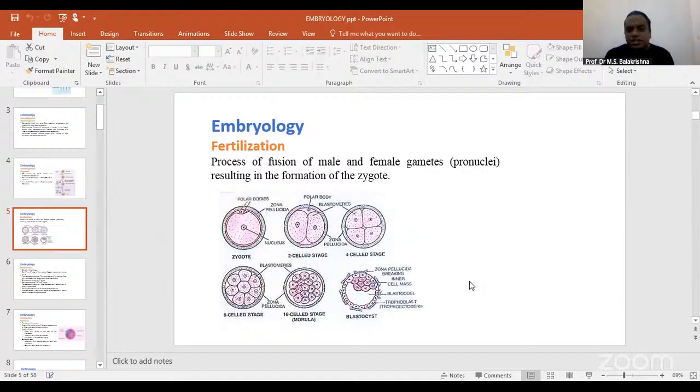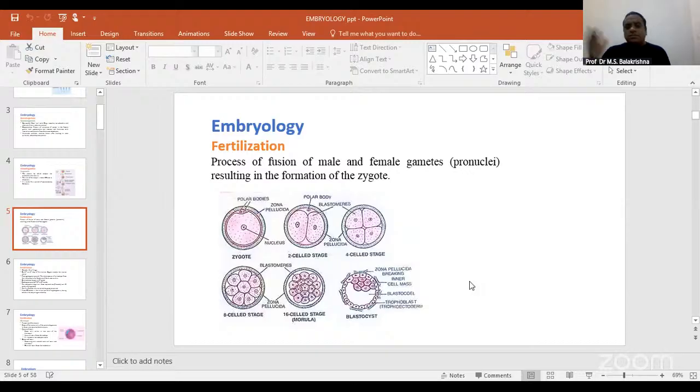So that is the fertilization. You can very well appreciate it in the diagram also. The outer covering layer is called zona pellucida. This is the zygote, and then inside at the center there will be the nucleus.